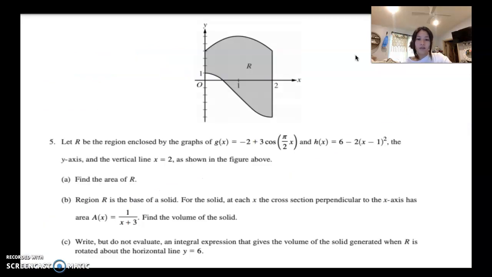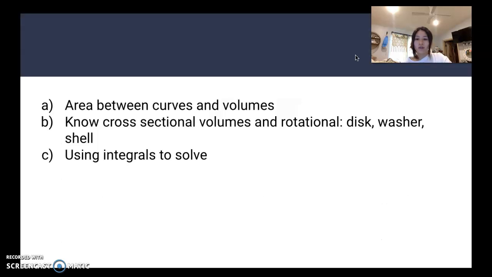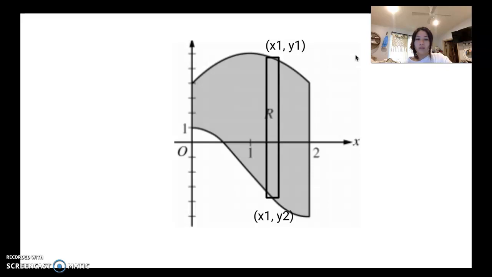So here's the problem, and as you can see, we're given a shaded region on a graph, so we can infer that out of the types of FRQ questions, it's the area between curves and volumes. A tip is that we'll be using cross-sectional volume or rotational, and we have to know the disk, washer, or shell method. And then I just used integrals and learned methods from class to solve these problems.